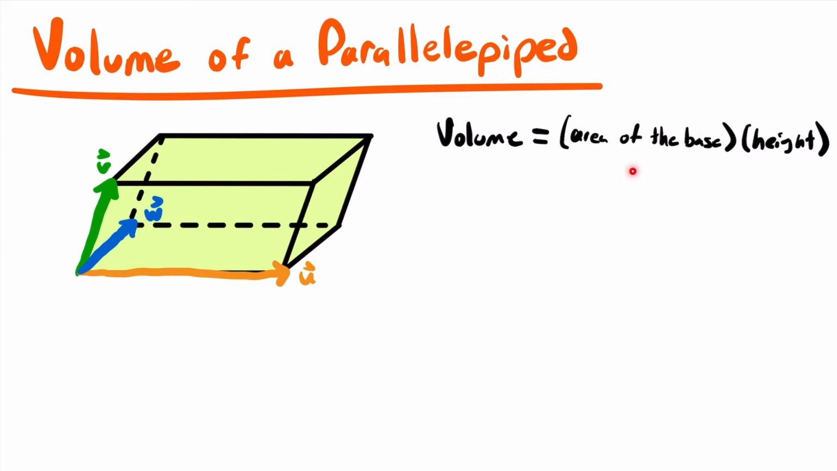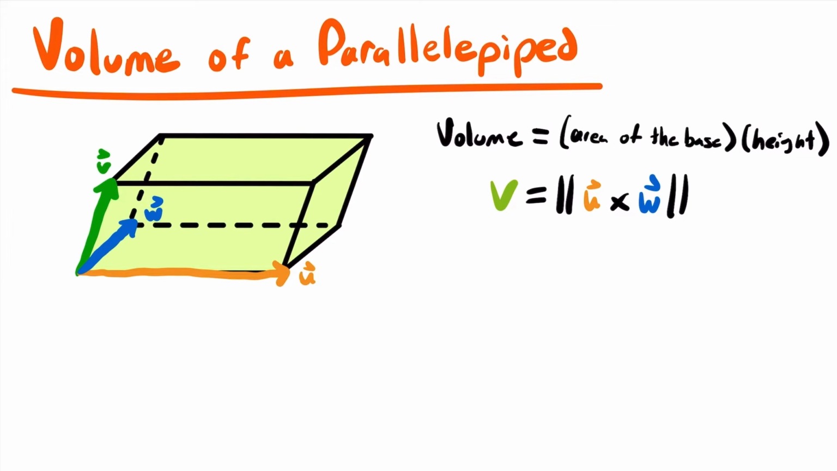And so we can write that right into our formula here. The volume will be equal to the magnitude of the cross product between vector u and vector w. That's going to give us the area of the base, but then we need to multiply that by the height of the parallelepiped. We still need to represent that height using vectors in some way. And so how can we do that? We have the area of the base, but how can we represent the height?